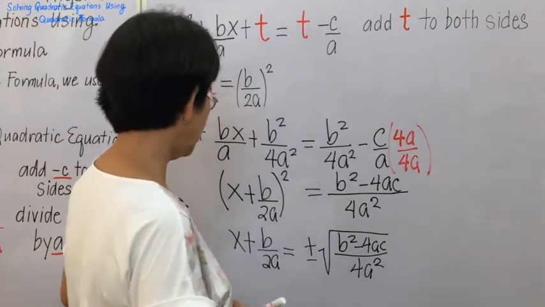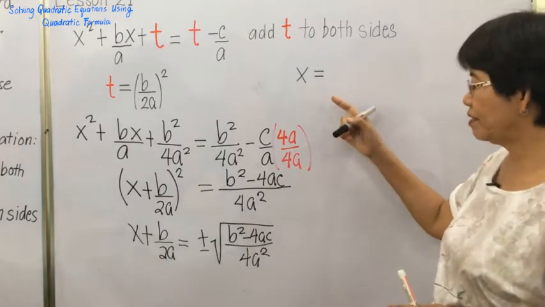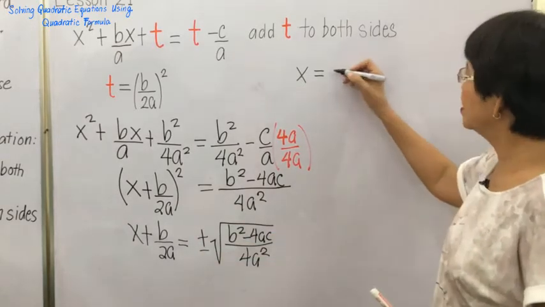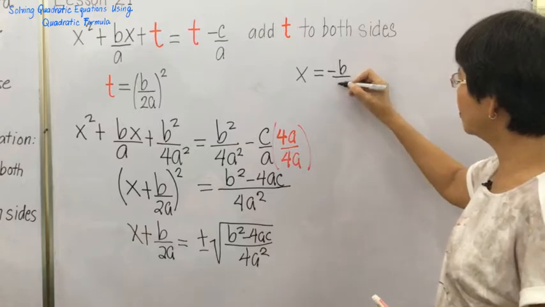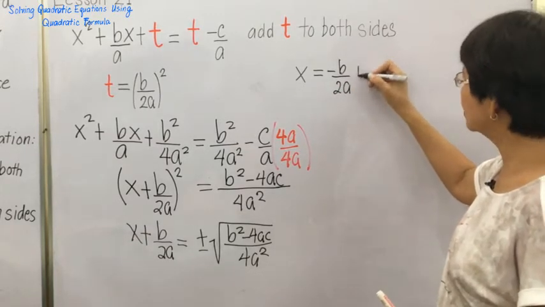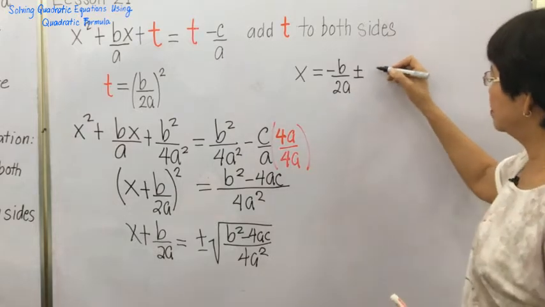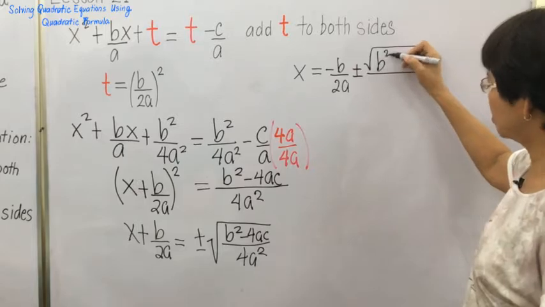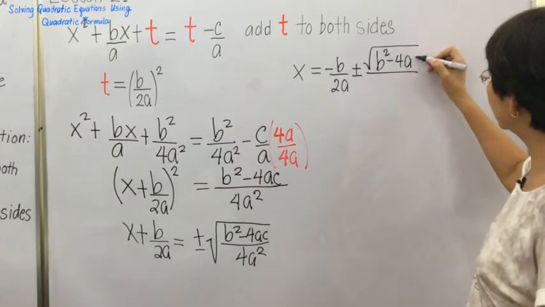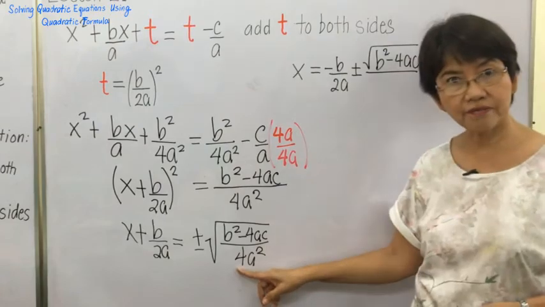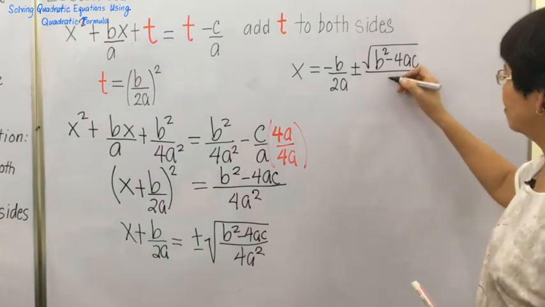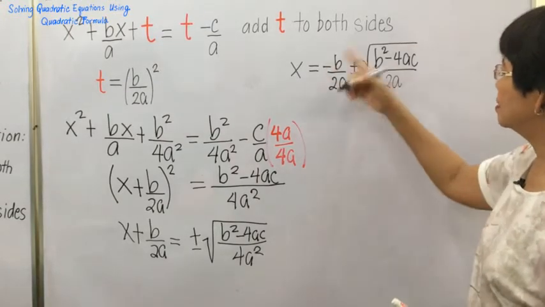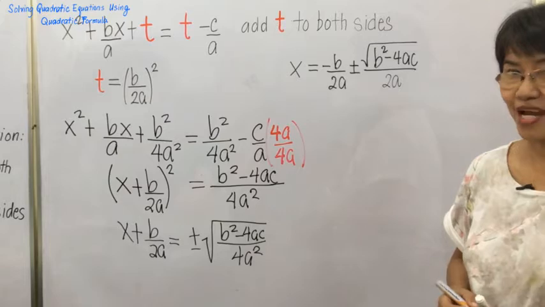And the result will be adding negative b over 2a to both sides of the equation. We have negative b over 2a plus or minus, then we get the square root of b squared minus 4ac. Then we also get the square root of the denominator. So we have 2a. And this will be our quadratic formula.